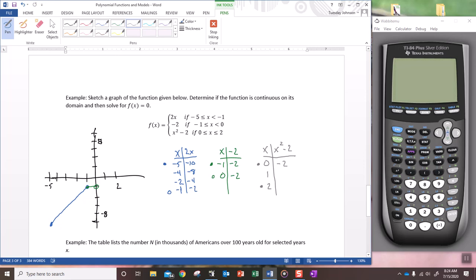Evaluating, we get 0 minus 2 is -2, 1 minus 2 is -1, and 4 minus 2 is 2. So I'll have (0, -2), so I could fill in that hole, (1, -1), and (2, 2). And we know this is quadratic, so we know it has the shape of a parabola.